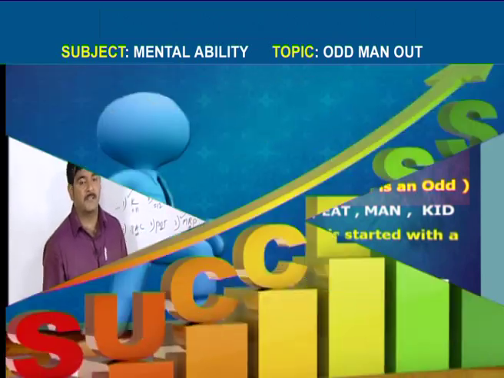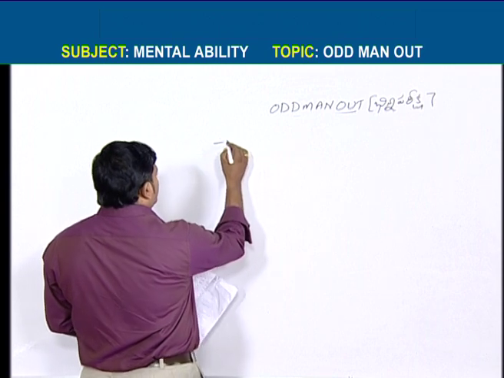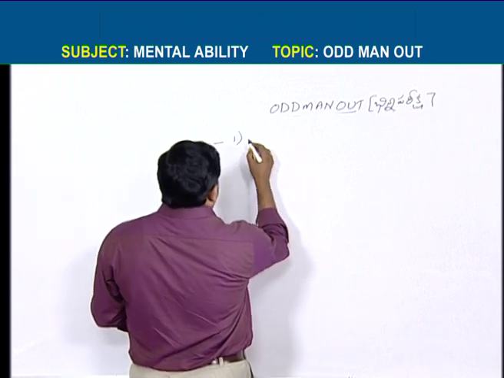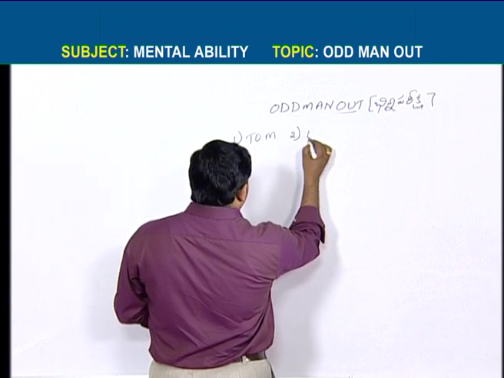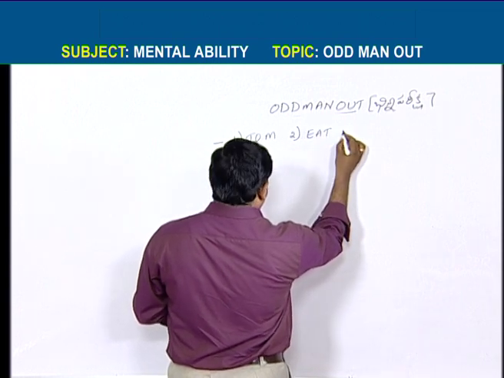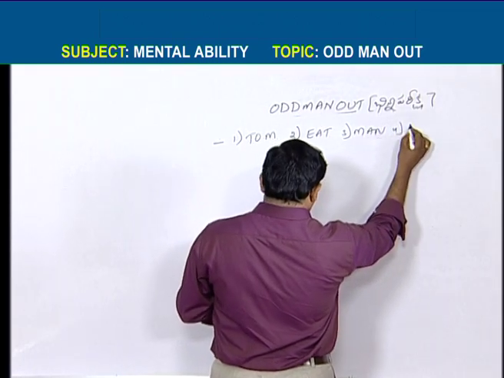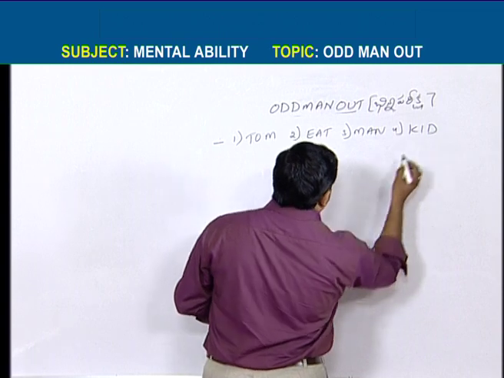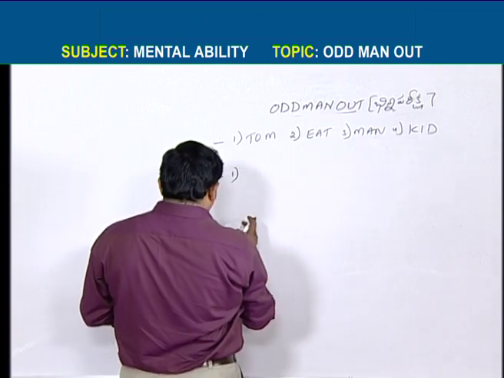We will take some other models. Now let us take some other models regarding letter odd man out. First option is TOM. Second option is EAT. Third option is MAN. Fourth option is KID.